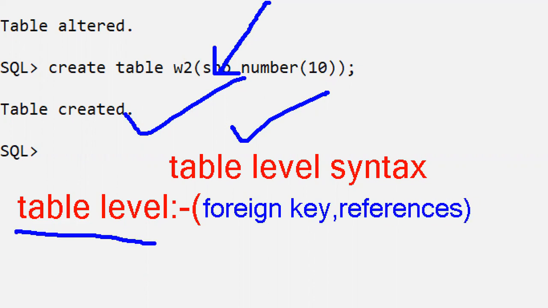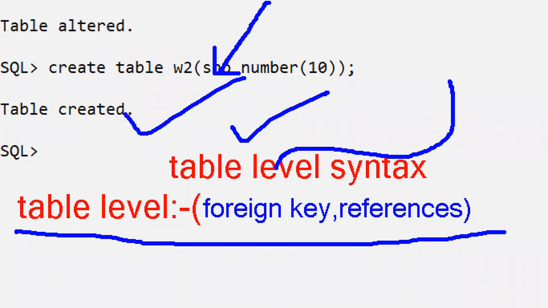Now here, whenever we are adding a constraint on an existing table, existing column, then we are using what? Table level syntax method. In this table level, in a foreign key, two keywords we are using. One is what? A foreign key keyword. Another one is what? Very good. A references keyword. Through this one, you are telling only, correct.